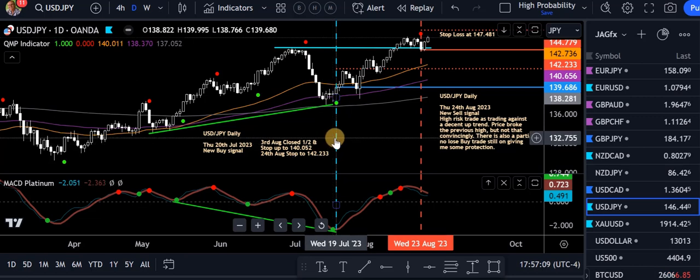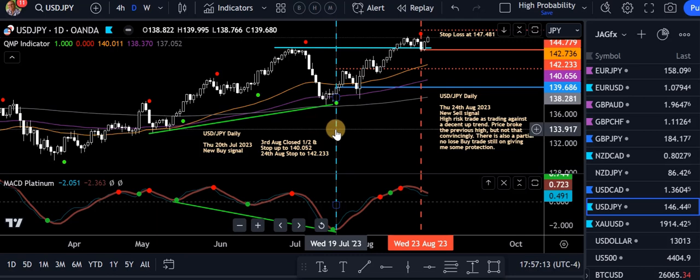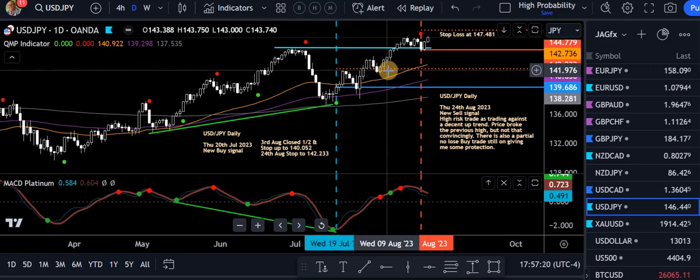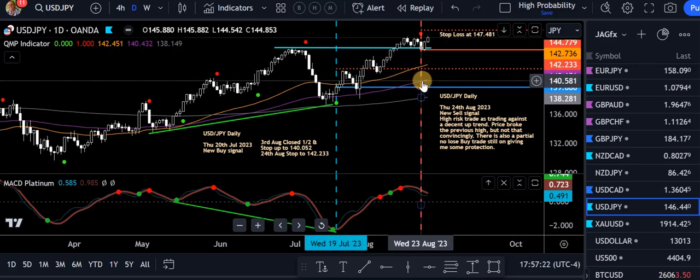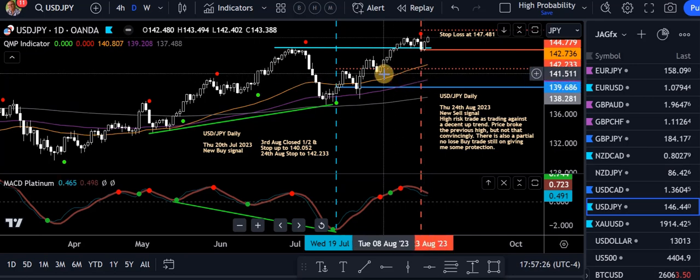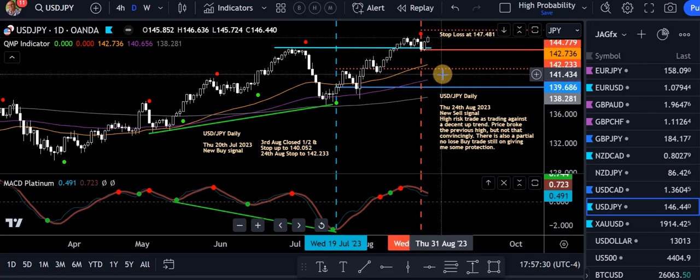But the difference between the CAD and the yen is the yen I've still got a buy trade on. So that's from the 20th of July, and we've already closed half and dragged the stop up. Can't lose. Generally, I'll try to trail the stop between the 50 and 100 moving averages. It probably should be below this low here, but I've just gone a little bit higher.